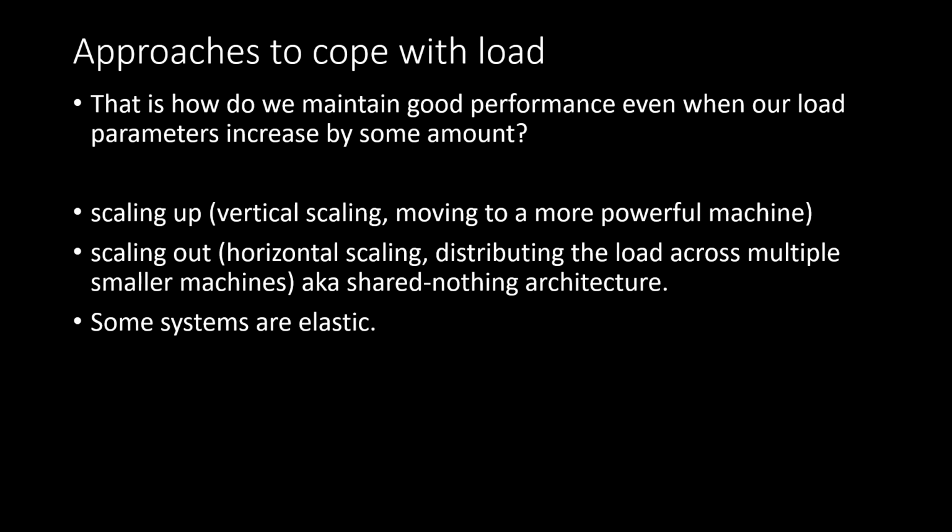As I had already explained, these are the approaches to cope with the increase in load. It could be scaling up, which is vertical scaling, which is to add more and more powerful machines, or to distribute load across multiple smaller machines, which is scaling out or horizontal scaling. And you can also have an elastic system, which is a combination of vertical and horizontal scaling. So you start with vertical scaling until a threshold is reached. Once that is reached, you start adding more smaller machines to your system, and you keep on adding as the requirement happens.